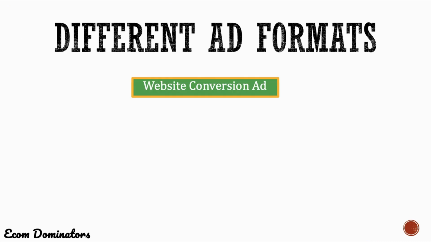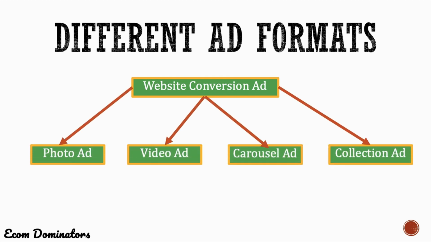Now, the next thing I want to talk about are different ad formats. Now, when you're running a website conversion ad, Facebook will give you different options and show you what type of ads you want to run. So these include photo ads, video ads, carousel ads, and collection ads. Now, first thing I want to talk about is carousel ads. I usually do not use that for website conversion ads unless I'm running a retargeting ad campaign.